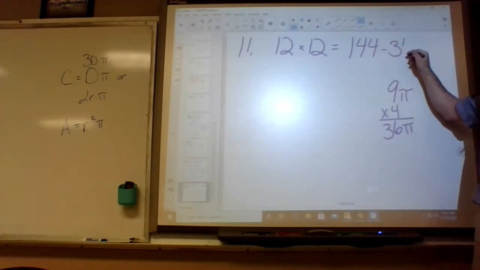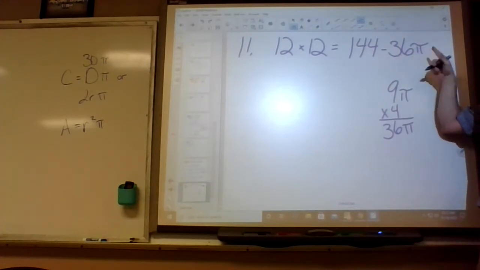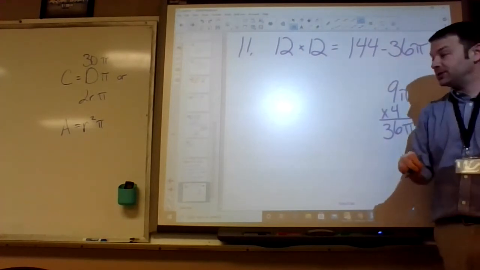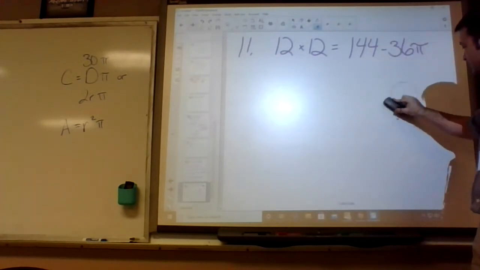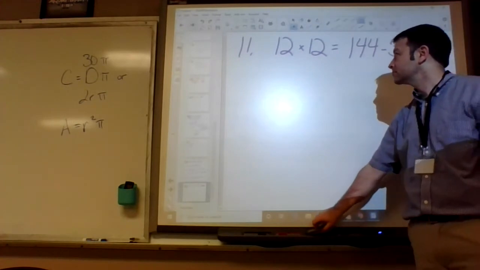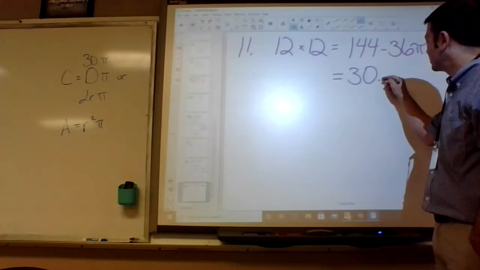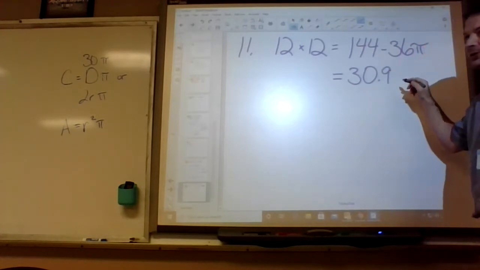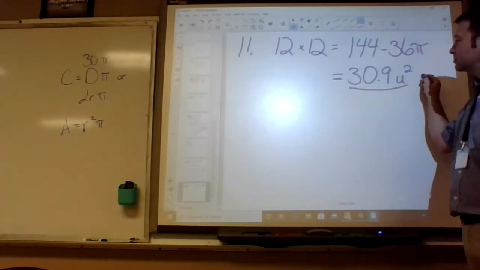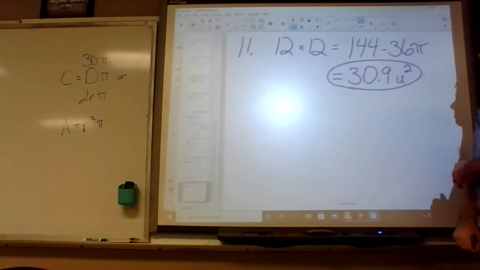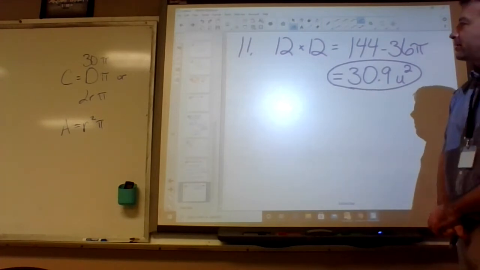So here's what we got. 144, take away the 4 circles, 36 pi. And let's go ahead and turn this into a decimal. So we do need our calculator for that. It's 30.9. Okay, let's run it to 30.9. They didn't put the units on this one, so I'm just going to put units squared. But we're not done there. Wait, oh yeah, we are. Never mind. Yeah, we're done.